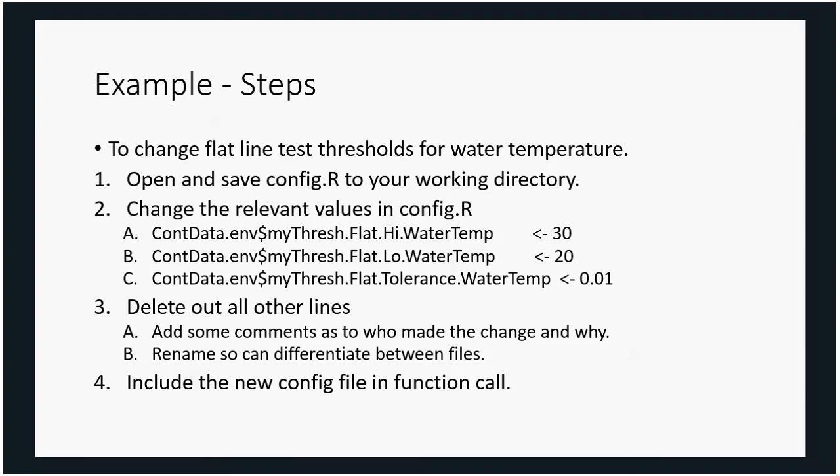The configuration file is rather long, so just delete out everything else. But then add in comments of who you are, when you made the change, and a short description of why. That way it could say these are wintertime or mountain streams, so I want different thresholds. And then you just include the new configuration file in your function calls.